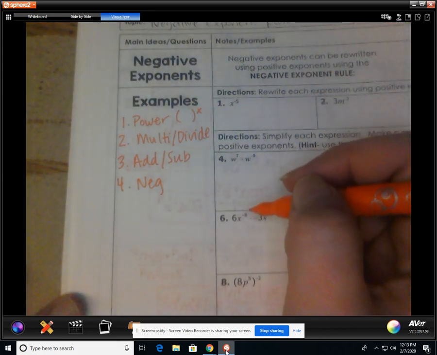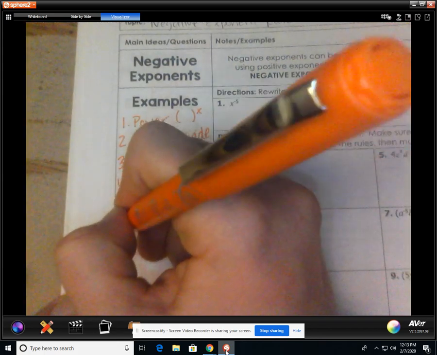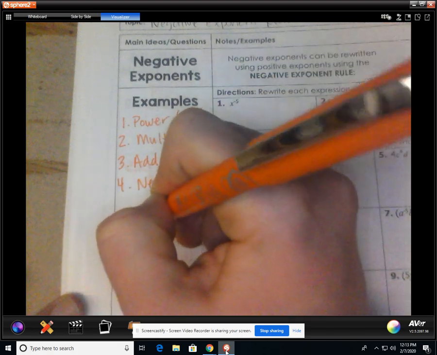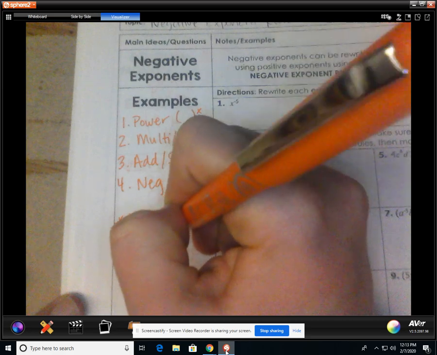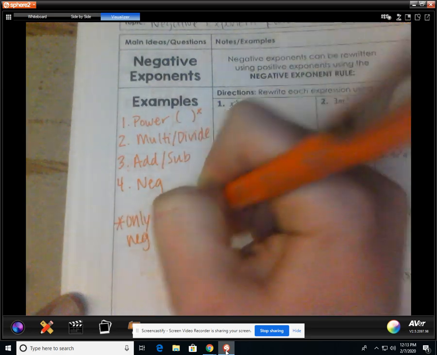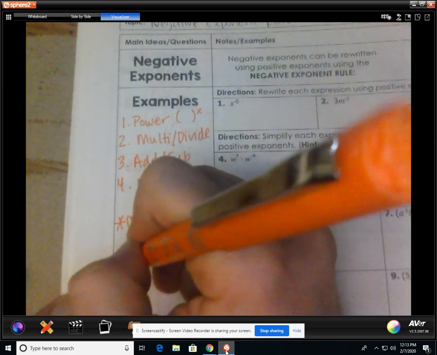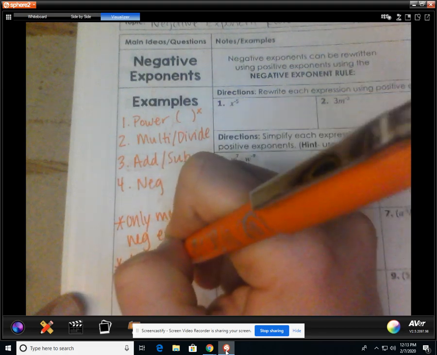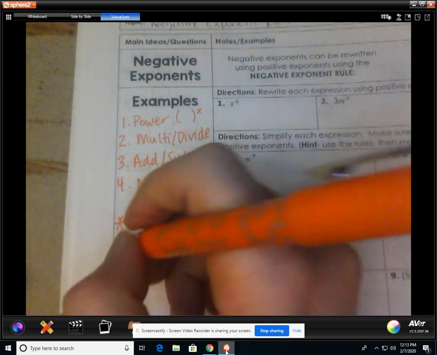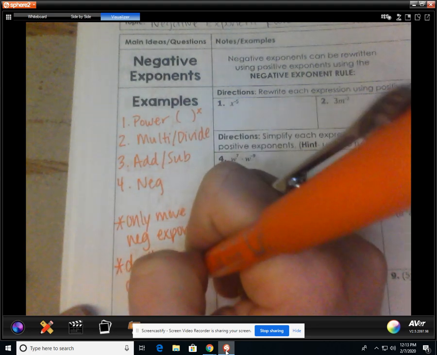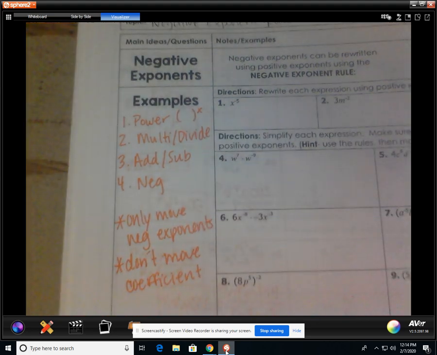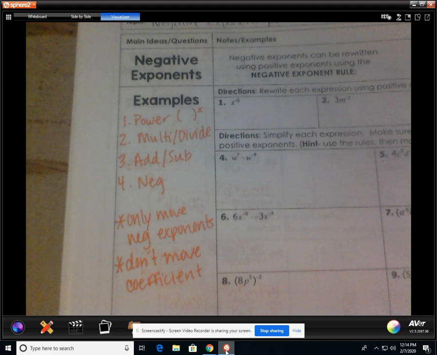Now, what I mean by take care of the negative is you are going to only move negative exponents. Don't move coefficients, and I don't care what the sign is. If it's a negative coefficient, you don't move it. If it's a positive coefficient, you don't move it. Coefficients stay where they're at. So going over this, we're going to work on the odds.